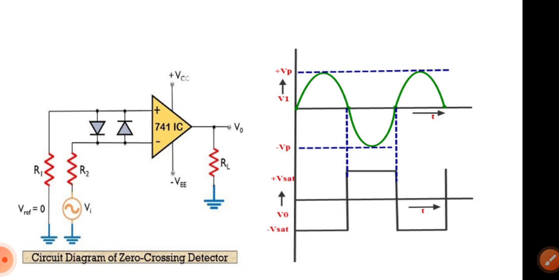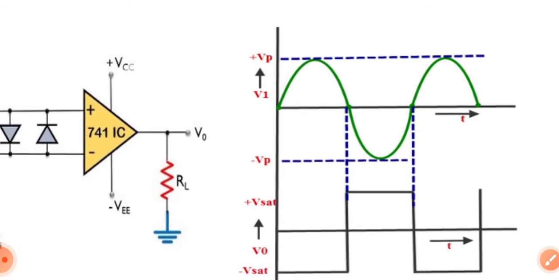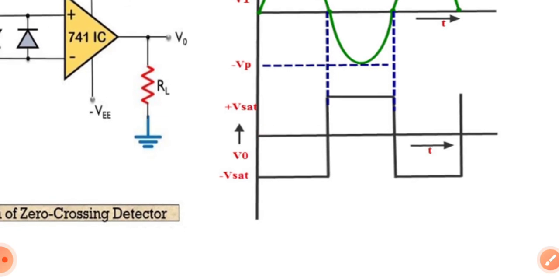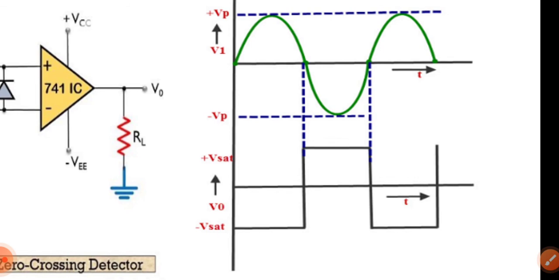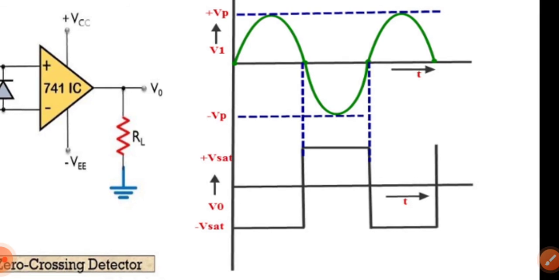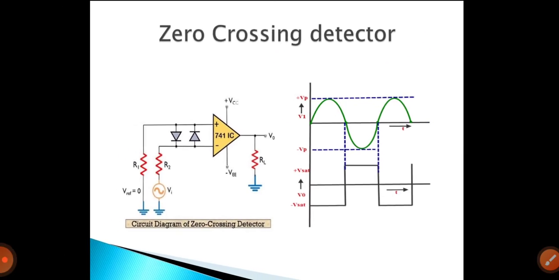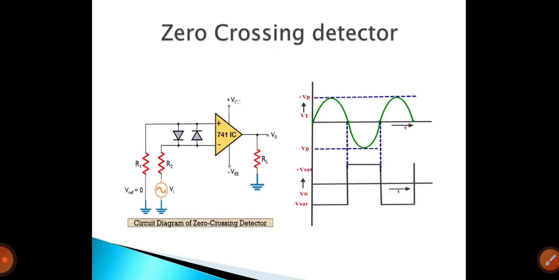The input has a peak of plus Vpeak and minus Vpeak. The saturation is plus Vsat and minus Vsat. Whatever the input given, you get the output as a square wave. This is one advantage of the zero crossing detector: by giving a sine wave, you get a square wave at the output, right? That is the meaning of the zero crossing detector.